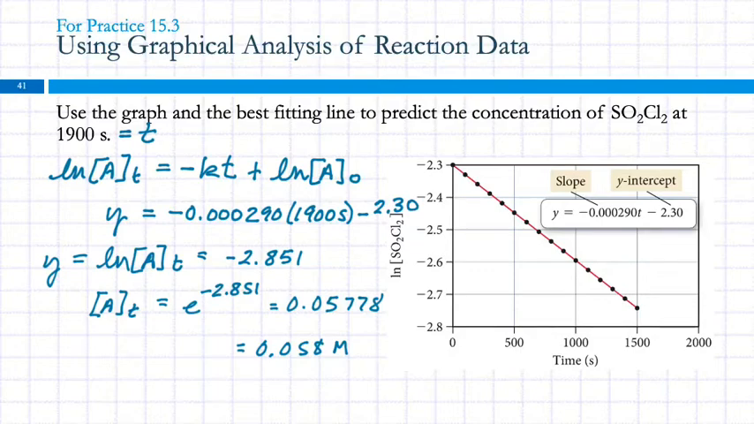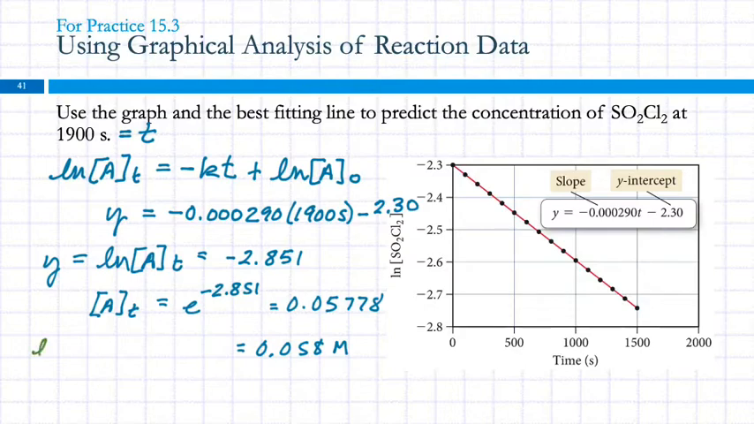How did you know to put that e to the... How did I know how to do this? Yeah. Okay, so that's basic properties of logarithms. And there is an appendix in the book that will refresh you on that.